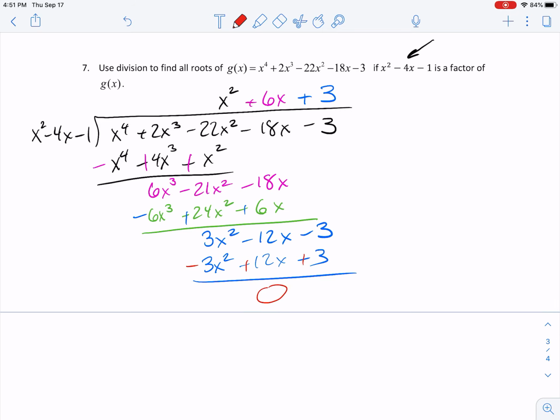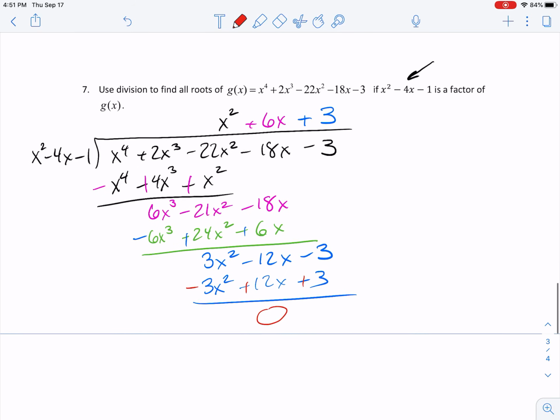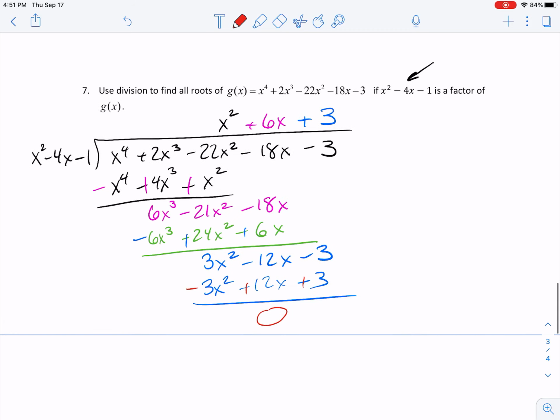So here's what we have. We know that g of x is now equal to one quadratic times this new quadratic. And so what I need to do is solve each of those. What did they tell me to do? They said use division to find all roots.